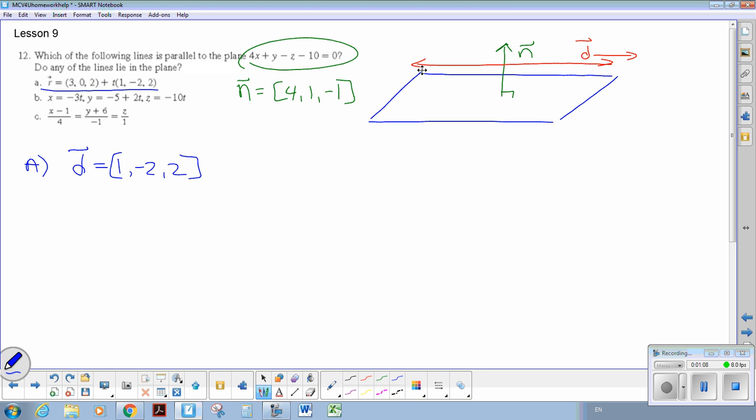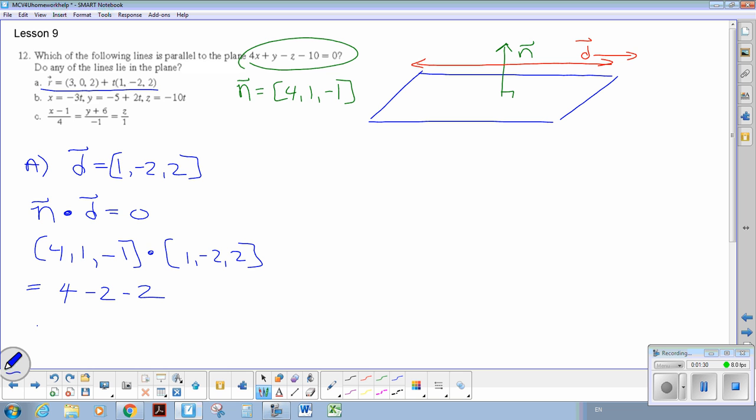To test for perpendicular, we need to know if the normal from the plane dot the direction vector equals 0. So taking the normal, 4, 1, negative 1, dot the direction vector, 1, negative 2, 2, calculating that, 4 minus 2 minus 2 equals 0. So we know, therefore, that it is parallel. We know that A is parallel.